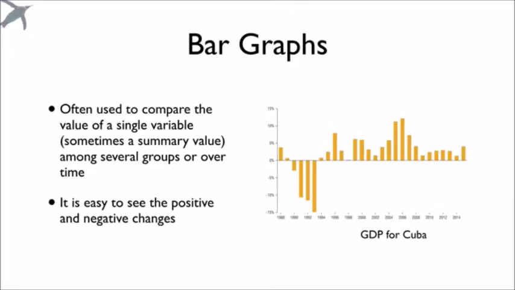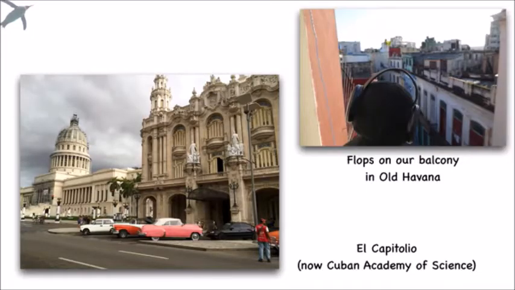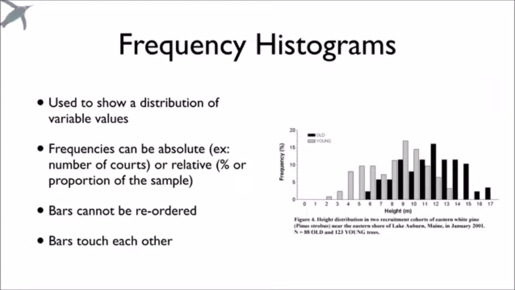And here you can see, it's really easy to look at positive and negative changes. This is the GDP for Cuba. And by the way, I have to mention we just got back from a project in Cuba, and it was an absolutely amazing place.